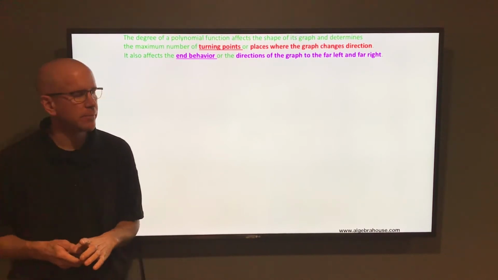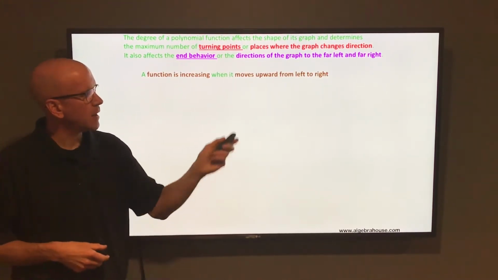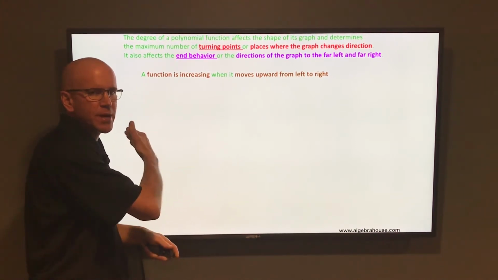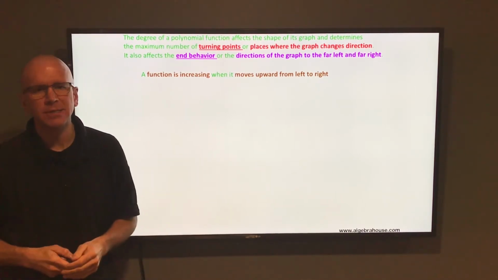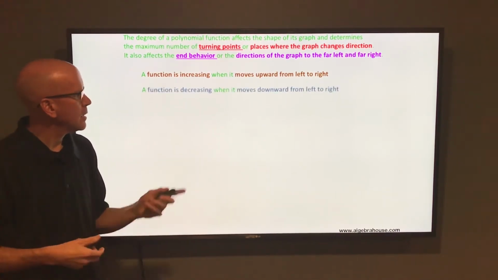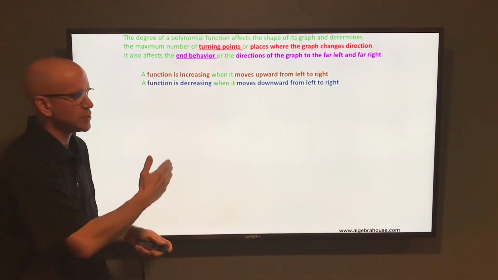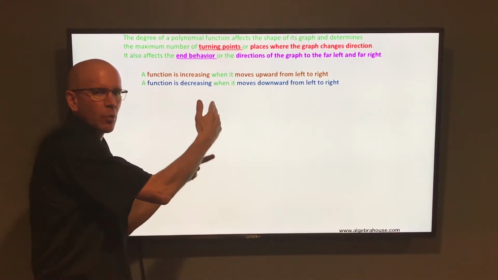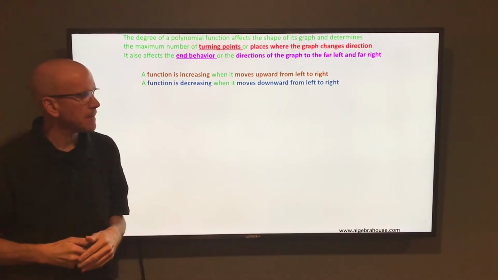A function is increasing when it moves upward from left to right. So as you read a graph from left to right, if the y values are going up, that function is considered increasing. A function is decreasing when it moves downward from left to right. So again, as you look at a graph from left to right, if the y values are going down, that function is considered decreasing.